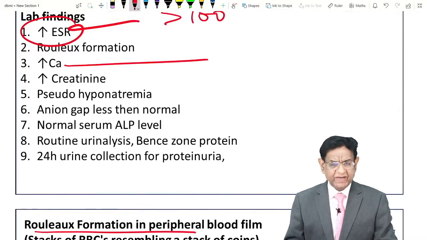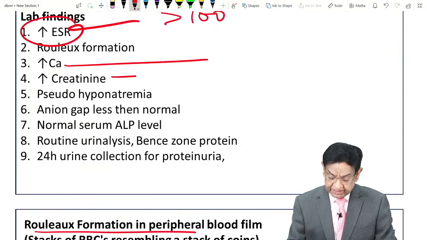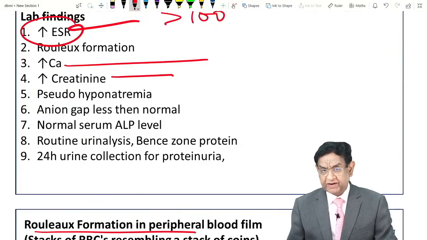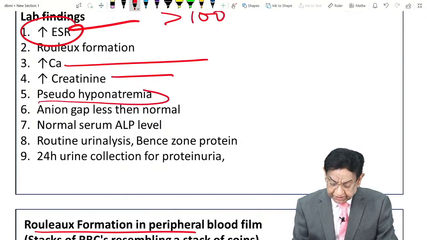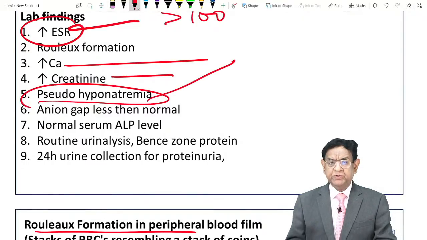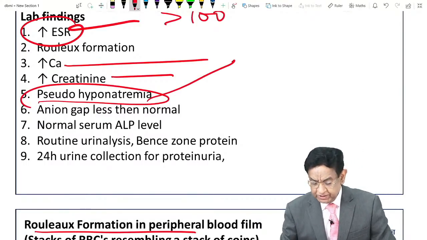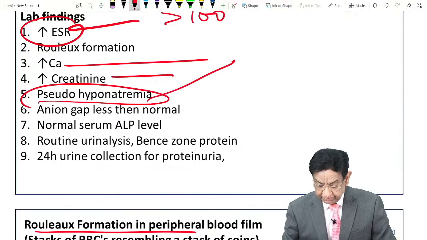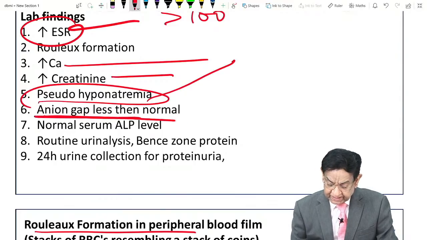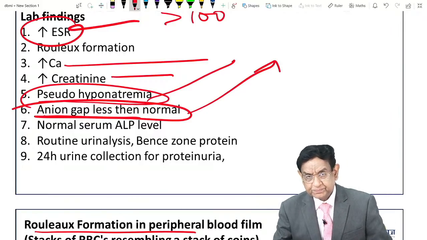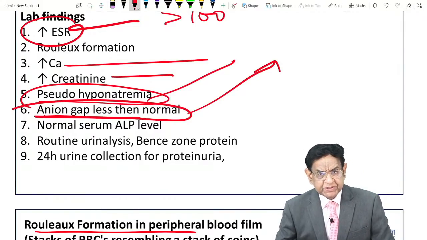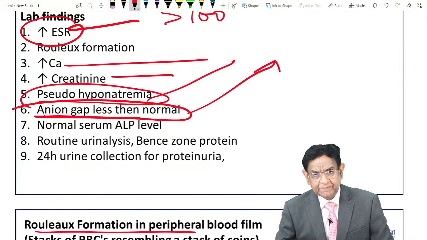Hypercalcemia is a feature, we have enough discussion. Increased creatinine because of renal failure, pseudo-hyponatremia. This is due to increased serum protein, so you get a pseudo-hyponatremia. Anion gap is less than normal. Very, very important point. I have a question for the student to answer.